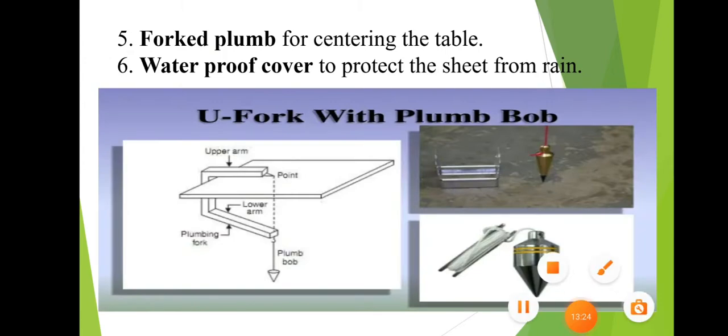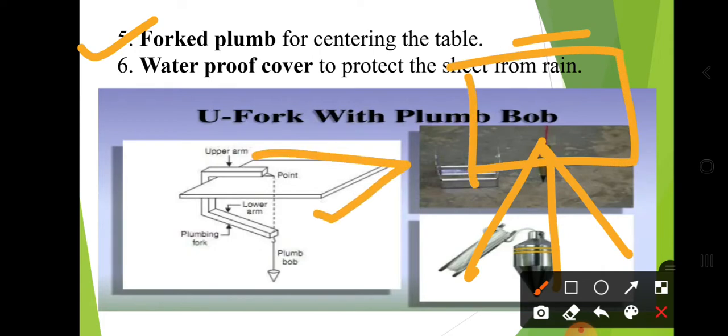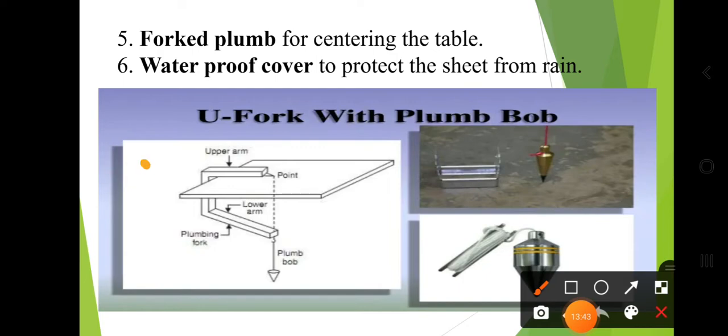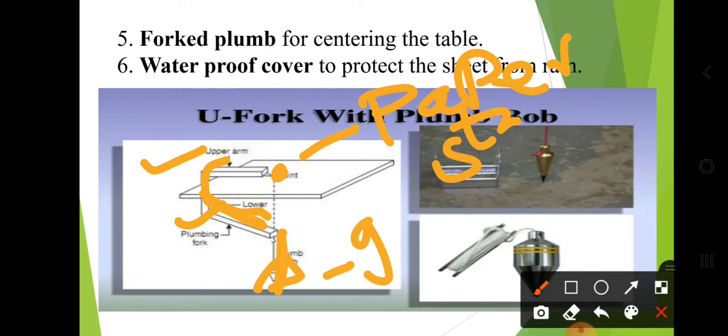Now this one is a plumb bob with a U fork, or forked plumb. It is used for centering. How is centering done? For example, this one is your plane table, as shown here. This U fork has this upper arm, and this one is the lower arm. This upper arm has this point, and that point will show the paper station. This one is your paper station, and the lower arm has that plumb bob, which will show the ground station.